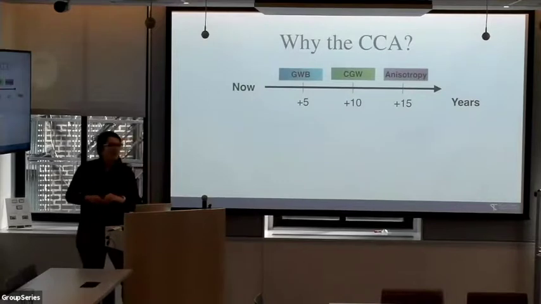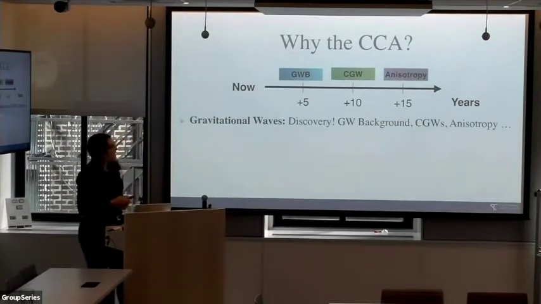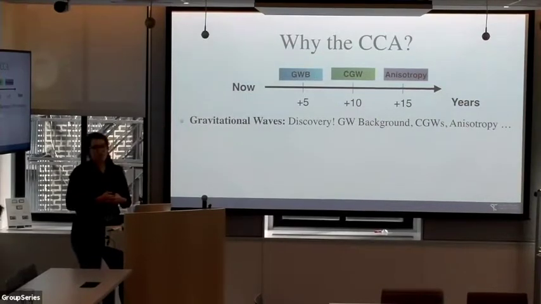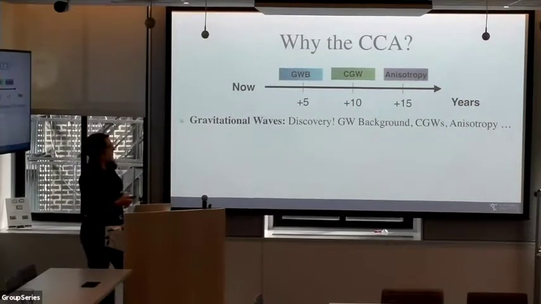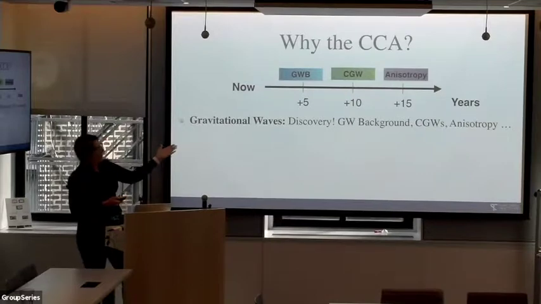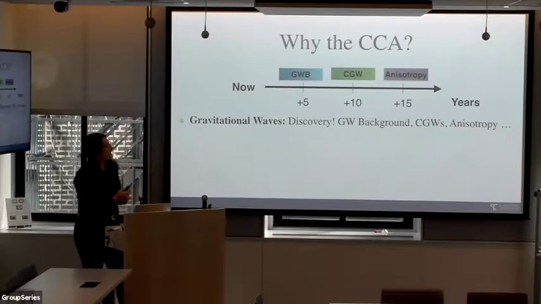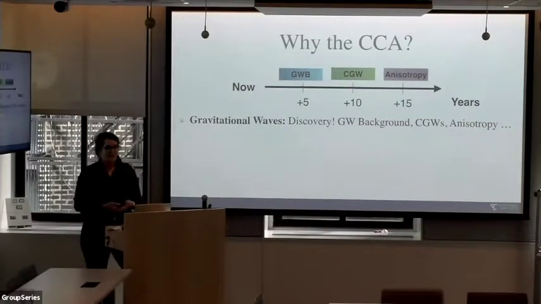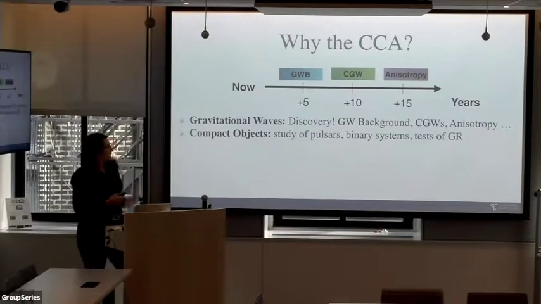The reason that I think this work is going to be really interesting for people at the CCA is because it touches on most of what the groups here work on, in particular, gravitational waves. So it's the discovery of the gravitational wave background, of continuous gravitational waves, anisotropy in the background, using a method which is completely different from LIGO, with completely different sources. It's important for the compact objects group.